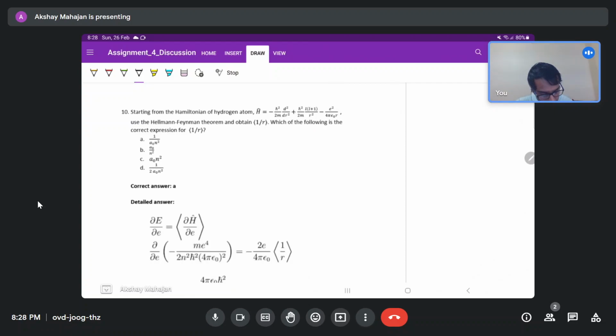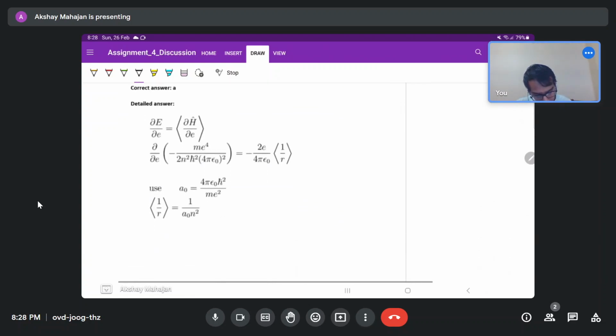First, in this Hamiltonian, you can see that 1 by r is coming just in the last term. In the last term, e is also only in the last term. So if I use the Hellmann-Feynman theorem and differentiate with respect to e, then I don't have to take care of the first two terms, and I just have to take care of the last term, and then you will just get this equation.